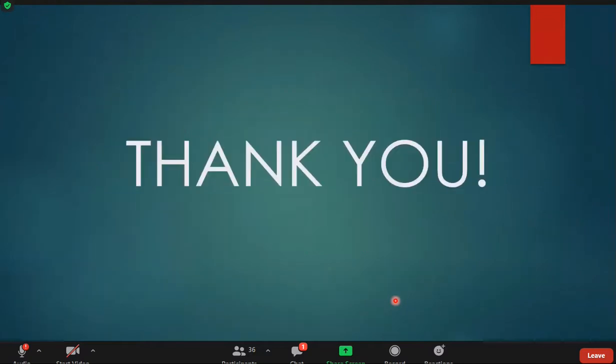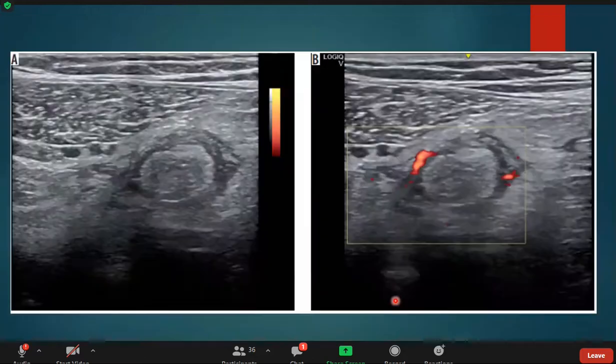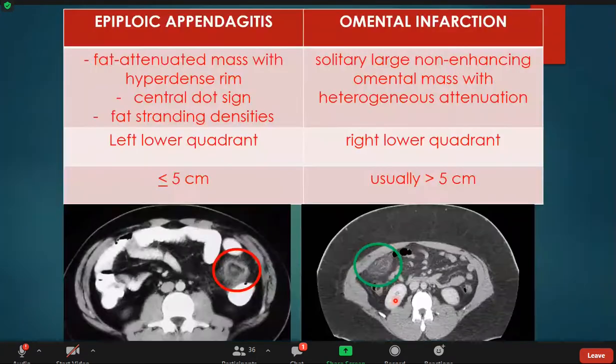Maybe we could use the size and the location, as you have stated in your table. Yes, Doc. Mostly, the epiploic appendagitis is found in the left lower quadrant, while the omental infarction is at the right upper to lower quadrant. And in terms of size, not really very reliable, but we could start from there.